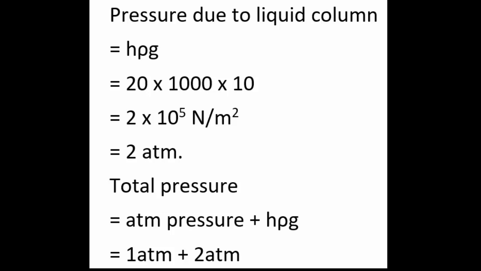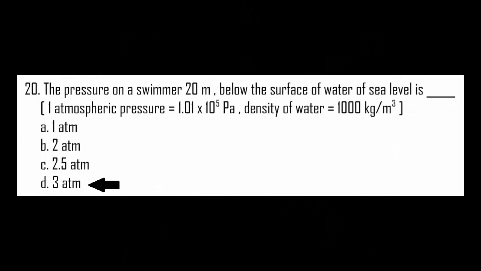So we can say that total pressure on the swimmer is atmospheric pressure plus the pressure due to liquid column. The answer is 3 times the atmospheric pressure.